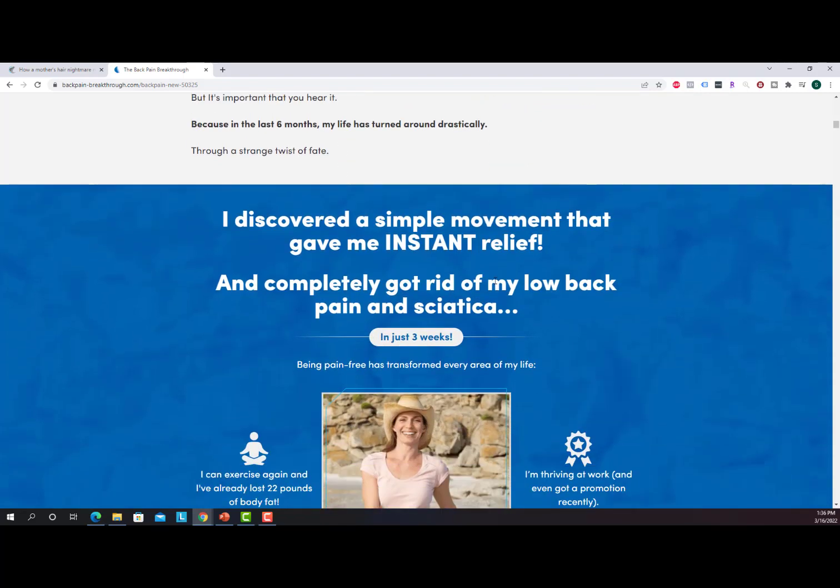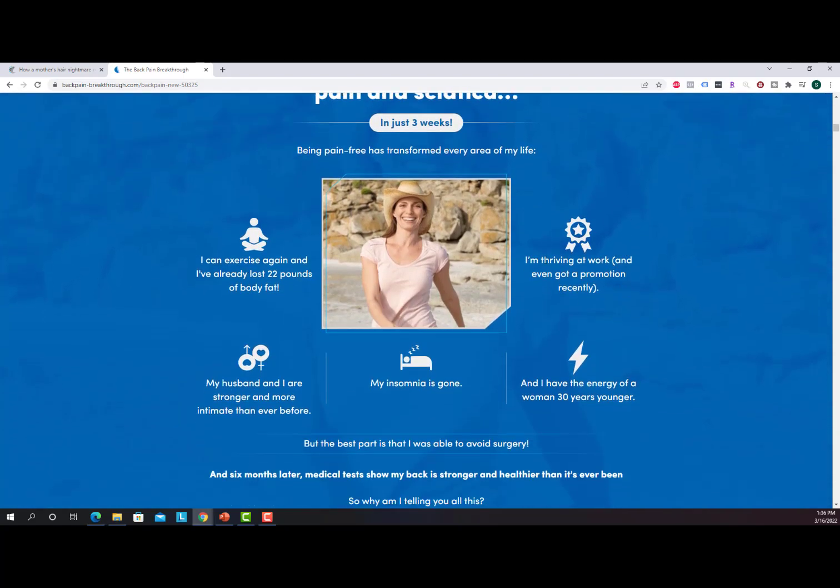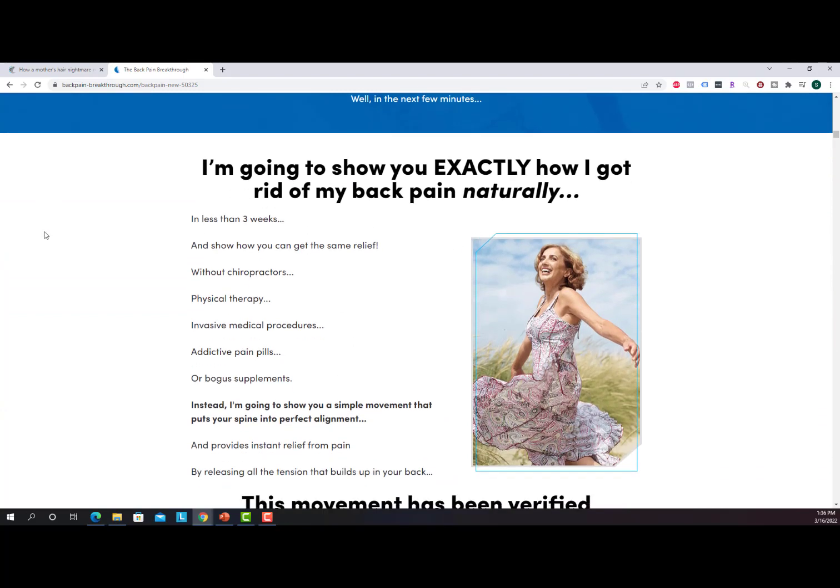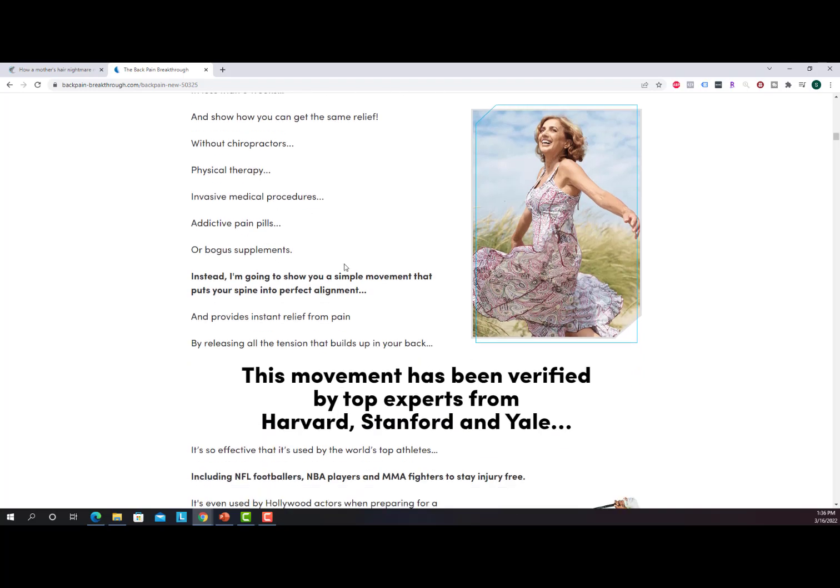I discovered a simple movement that gave me instant relief and completely got rid of my low back pain and sciatica. So you can see down here, the benefits. Now we're going to get into my favorite technique, which is telling you what the solution isn't, what the secret isn't. Without chiropractors, physical therapy, invasive medical procedures, addictive pain pills, or bogus supplements. Again, teasing, building anticipation. The solution will be revealed little by little.